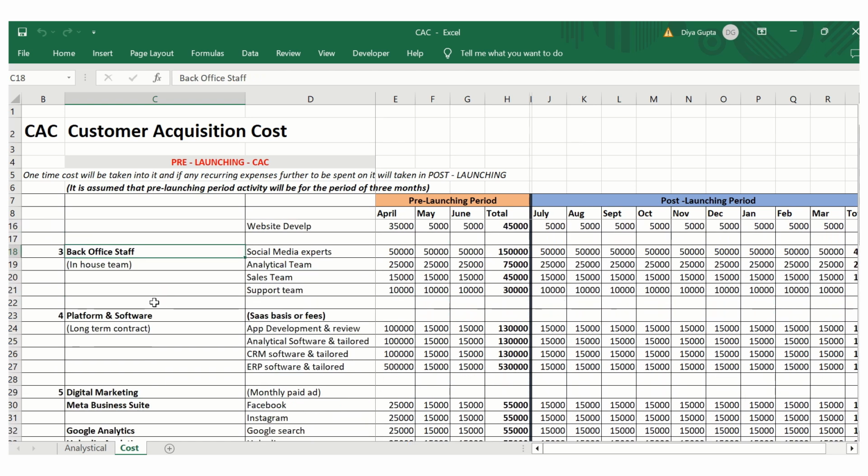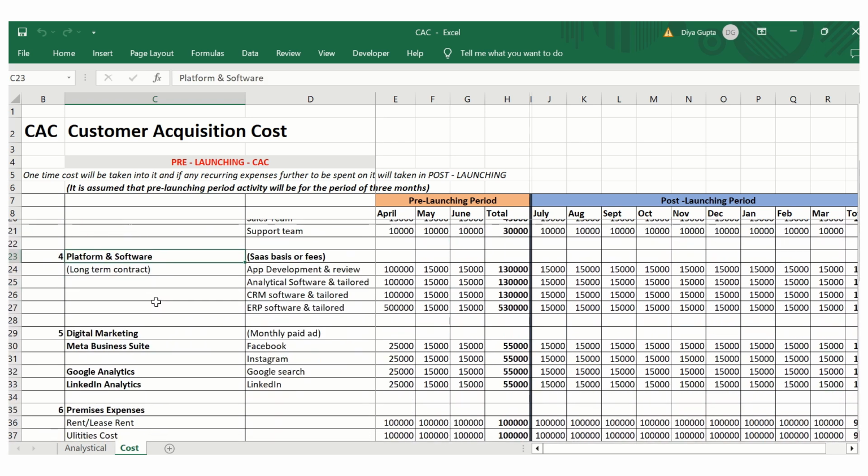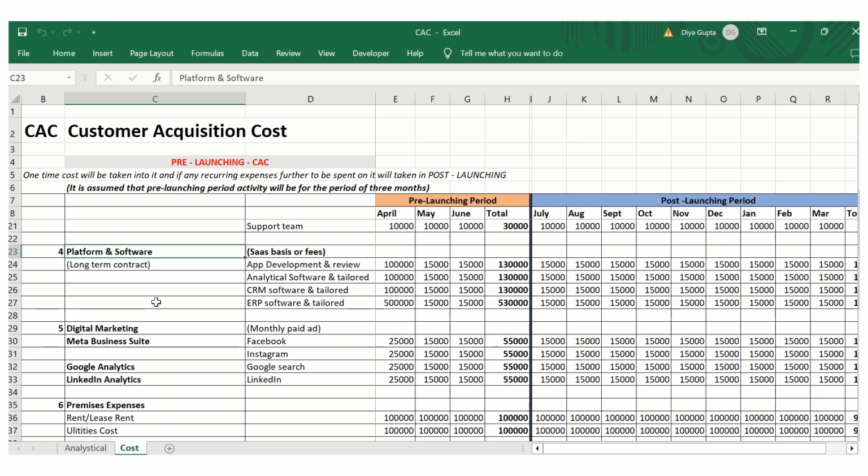then back office staff, platform and software. Whatever platforms and software you are using, for what purpose? Sometimes for optimum utilization, through your intent deal, very smartly, if you deal with these SaaS based companies for your immediate requirement, you can take all the immediate requirement here in the pre-launching period. Because in that case you need a full-fledged service of that software for the first 3 years, then onwards you can manage the things.